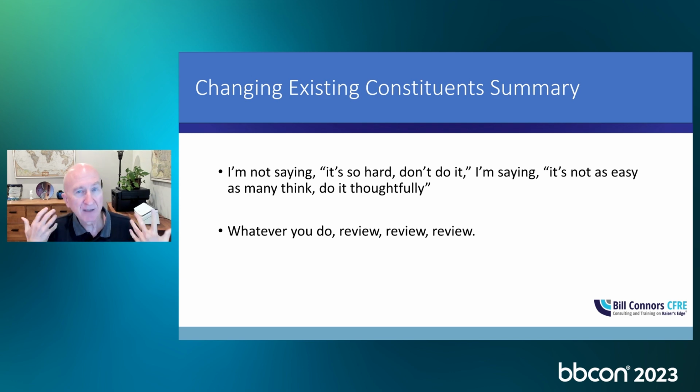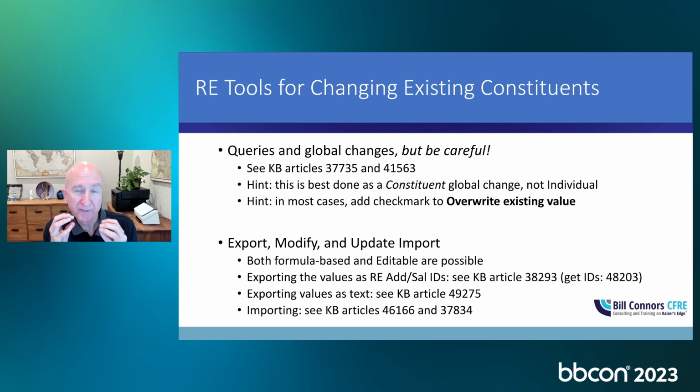Okay, so this is how I think you should go about thinking about it. We've been talking about all of the things to think about when you're meeting with your team and deciding what your approach is going to be for your existing constituents. Again, it doesn't have to be all or nothing. But when you decide what you want to do with your existing constituents, there are tools in Razor's Edge to help you make those changes, very powerful tools.